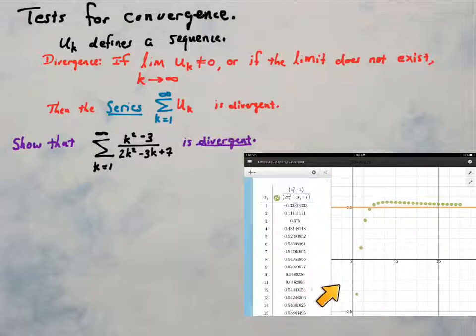First of all, just looking at the sequence of numbers, we can see all of these green points representing increasing values. But these values start to converge upon the number 1/2, y equals 1/2. So basically, as k approaches infinity, it appears that u sub k is going to get closer and closer to 1/2.